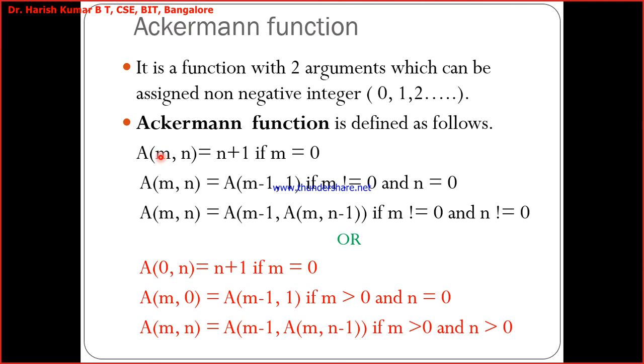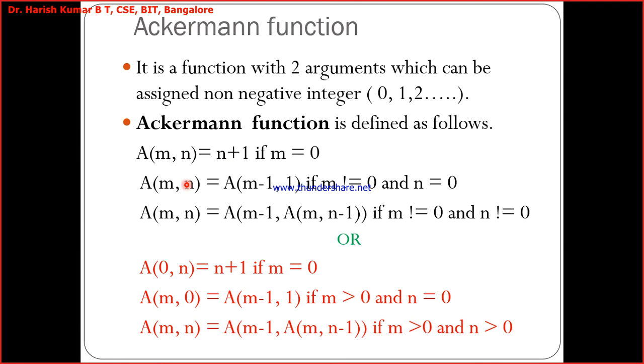The first equation is: A of m comma n is equal to n plus 1 if m is equal to 0. If the first argument m is 0, then the result of the Ackermann function is n plus 1, that is, one more than the second argument. Given m and n, non-negative integers, if m is equal to 0, the result is n plus 1.